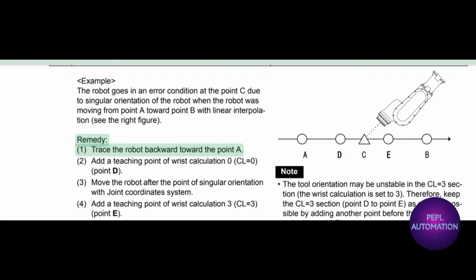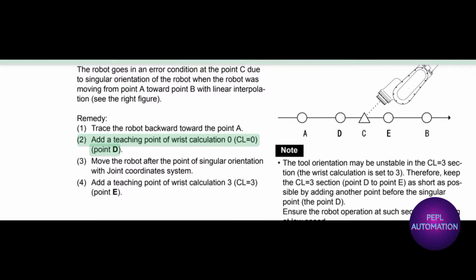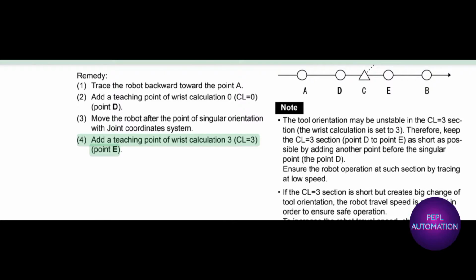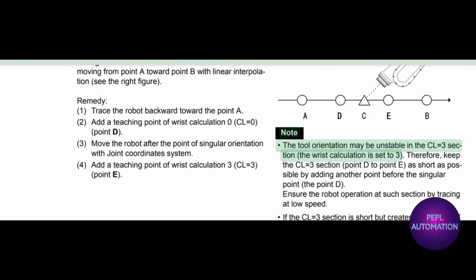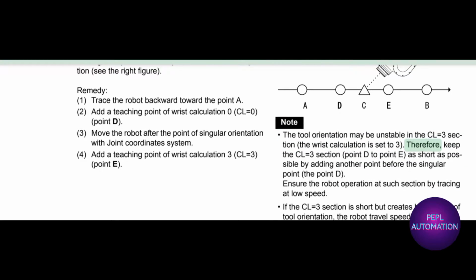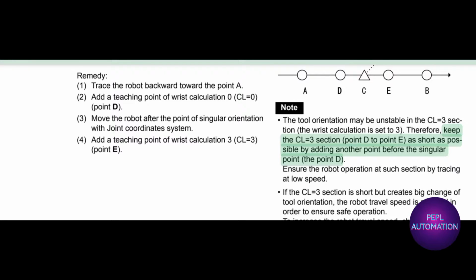Trace the robot backward toward the point A. 2. Add a teaching point of wrist calculation 0, CL equals 0, point D. 3. Move the robot after the point of singular orientation with the joint coordinate system. 4. Add a teaching point of wrist calculation 3, CL equals 3, point E. Note: the tool orientation may be unstable in the CL equals 3 section, where the wrist calculation is set to 3. Therefore, keep the CL equals 3 section, point D to point E, as short as possible by adding another point before the singular point, the point D.